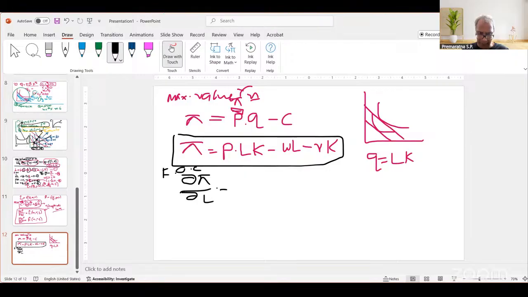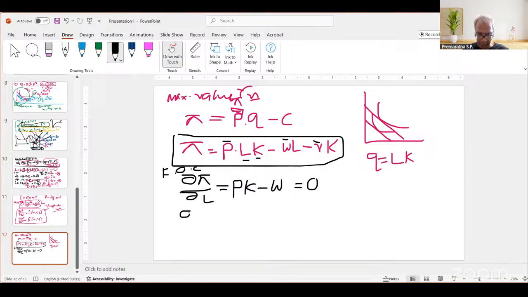Differentiate with respect to labor, because that is unknown, and the capital, all the other things we know. Market price we know, labor rate we know, R also we know. Then when you differentiate with respect to K, we get P times the marginal product of K minus W, and we know the optimal point becomes 0.